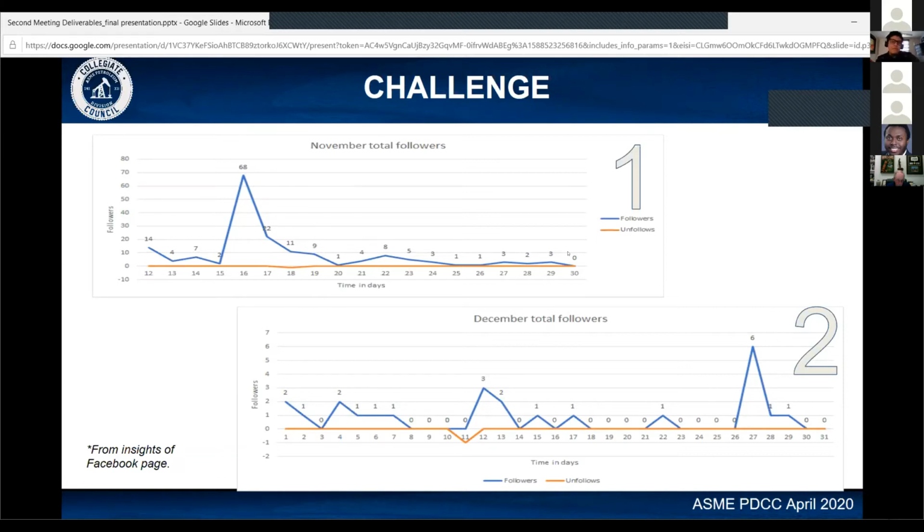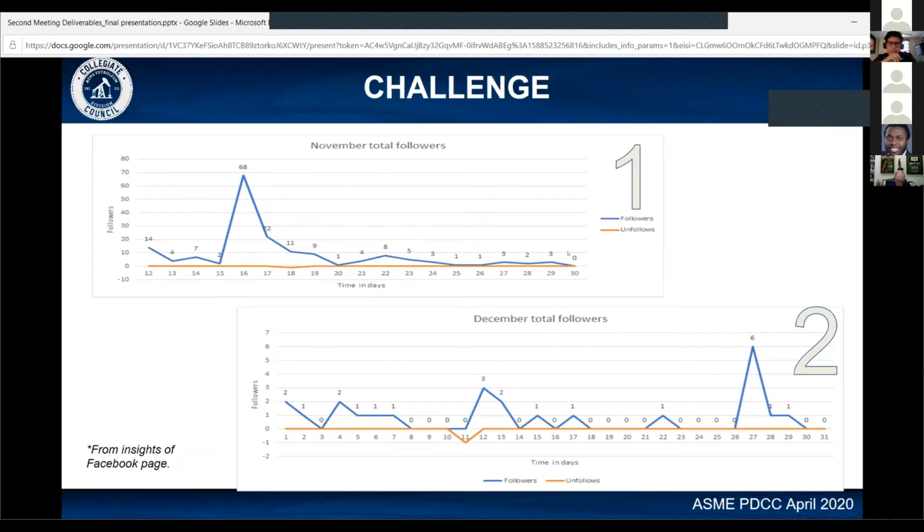Okay, the first graph, I think, is the most active month because we grew a lot. We got at least 9.3 likes per day from when the page was created until November the 30th. And the biggest day we got a good number of followers was November the 16th with 68 likes.